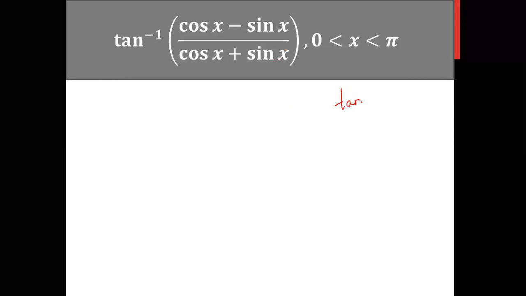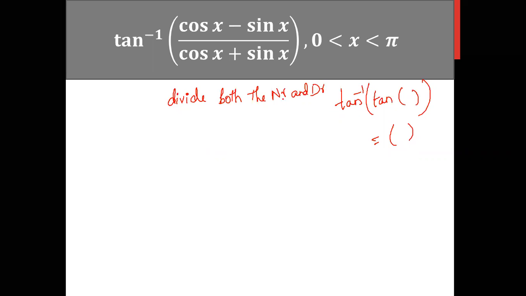If it was in this form, tan inverse of tan of something, we could have directly written it as that something. But here it is cos x minus sin x divided by cos x plus sin x. So what should be done, students? We get tan x if we divide by cos x. Good, Sahana. So the numerator is cos x minus sin x and the denominator is cos x plus sin x. Divide both the numerator and denominator by tan x. Okay, not tan x, sorry, cos x.